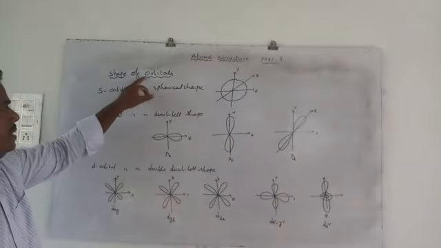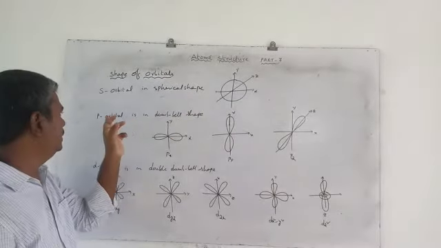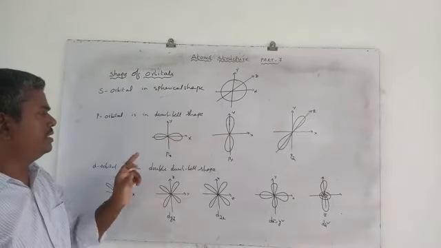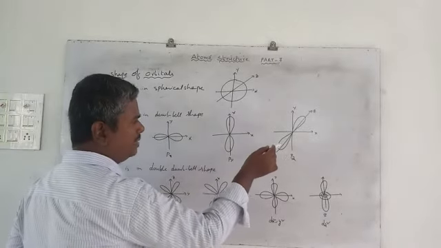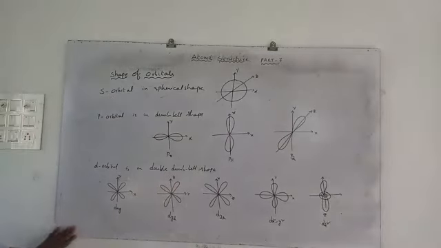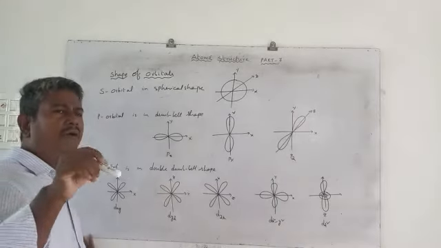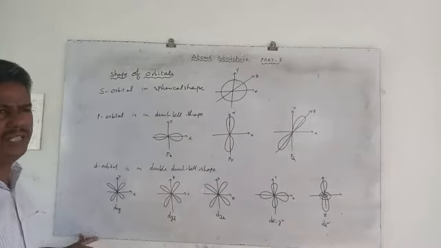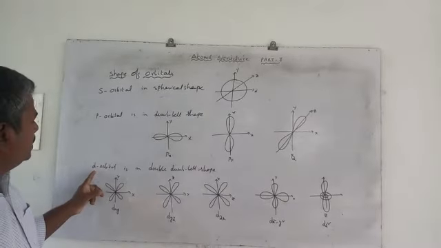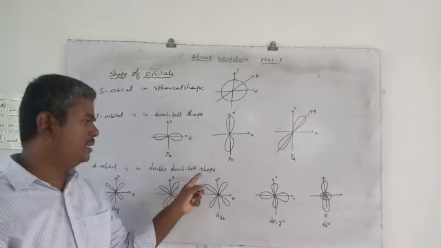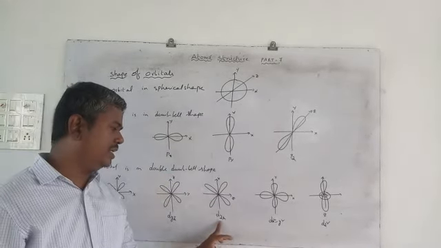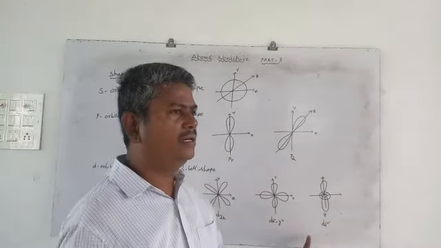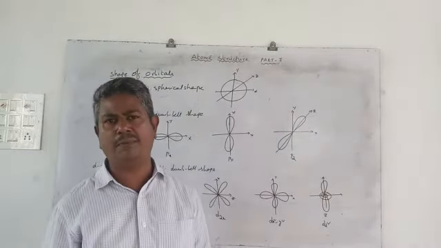S orbital is in spherical shape, and P orbital is in dumbbell shape, meaning px, py, pz. All these are the degenerate orbitals. Degenerate orbitals means orbitals which have the same energy. As well as the d orbital is in double dumbbell shape. So this one is dxy, dyz, dzx, dx square y square, and dz square. These are the shapes of orbitals.